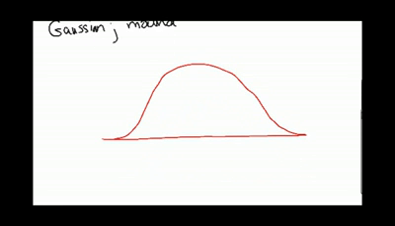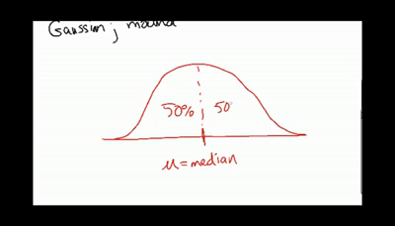Most things in life have a central average, and it tends to be that the average is also the median. It's the first characteristic of a normal distribution, and that means that 50% of the data lies below and above this line.